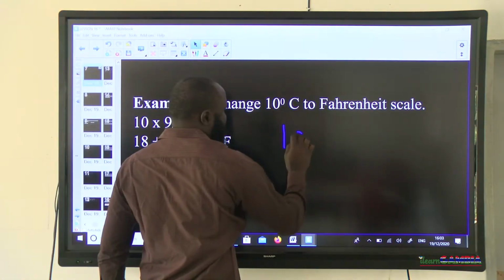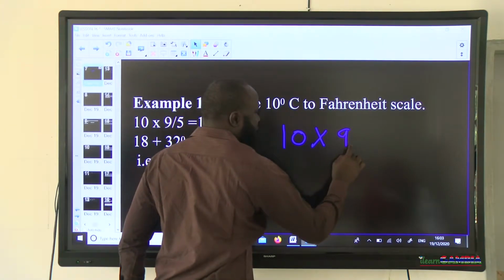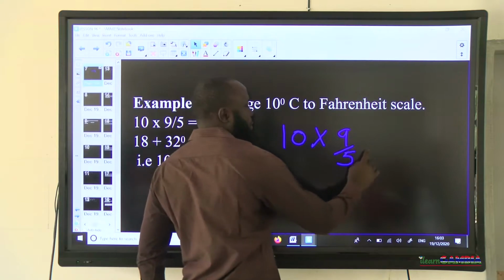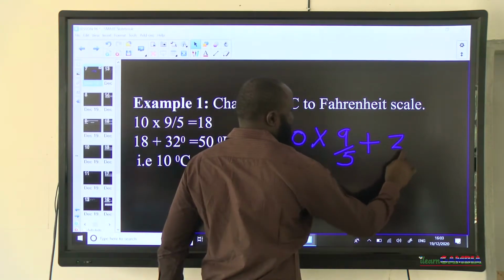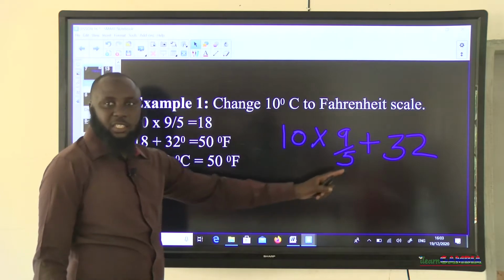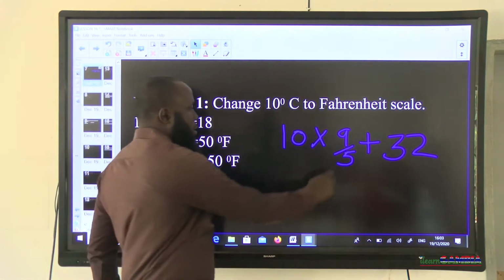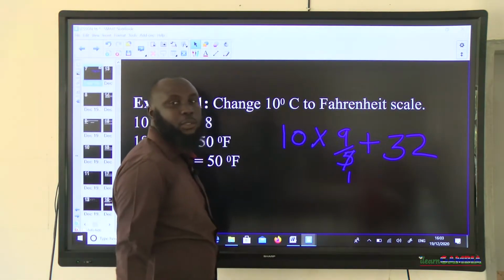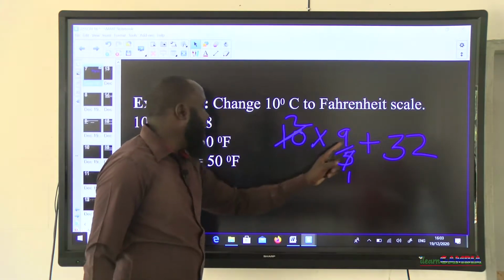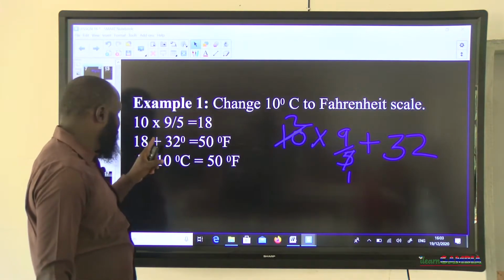Let's look at that. 10 times 9/5 plus 32. Now, where do we get this 32? This 32 is what we get from the formula. Now, let's simplify this and see. 5 into itself, 1 time. Into 10, 2 times. Now, let's cross multiply. 2 times 9, that's what gave us 18. Is that clear? Now, this 18 plus 32.